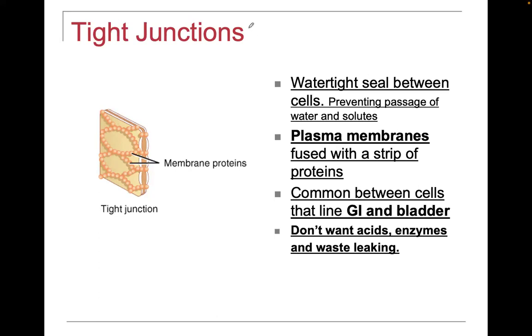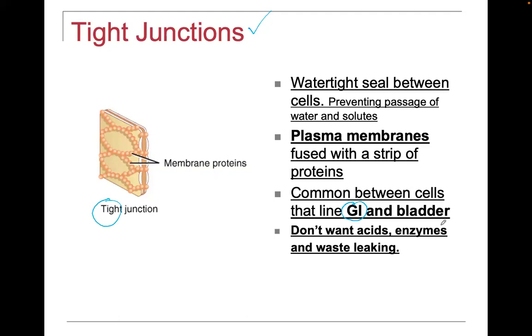One of them is called tight junctions. Tight junctions are extremely important. They hold cells together tightly, not loosely, but tightly. It creates a watertight seal between cells, preventing the passageway of water and solutes. We commonly find this throughout the gastrointestinal tract, throughout your digestive tract, and we find it throughout the urinary bladder.